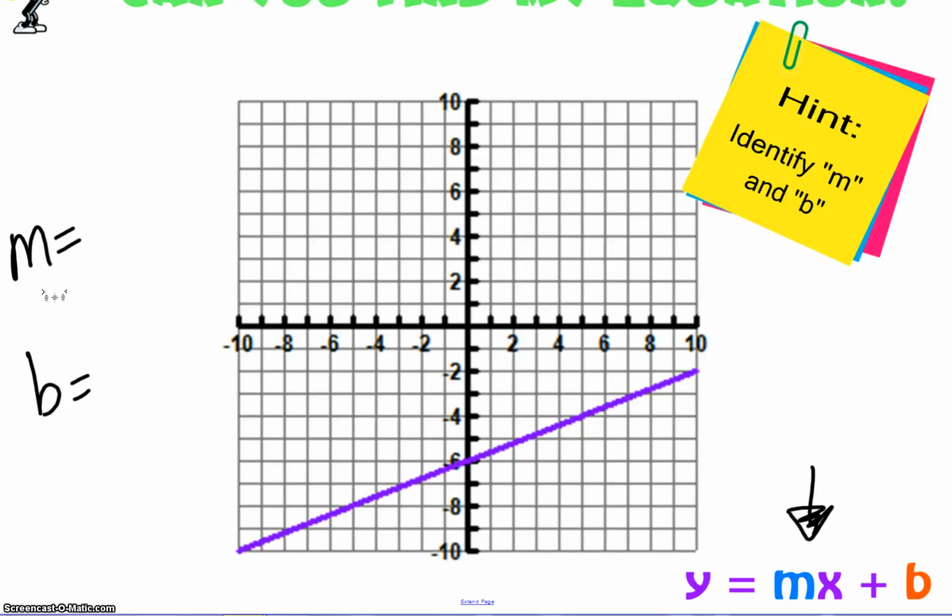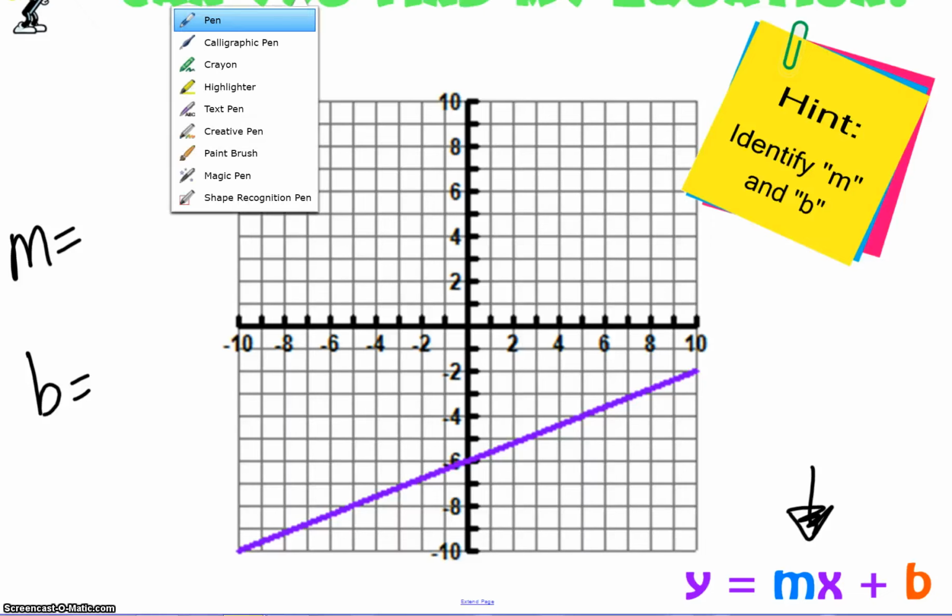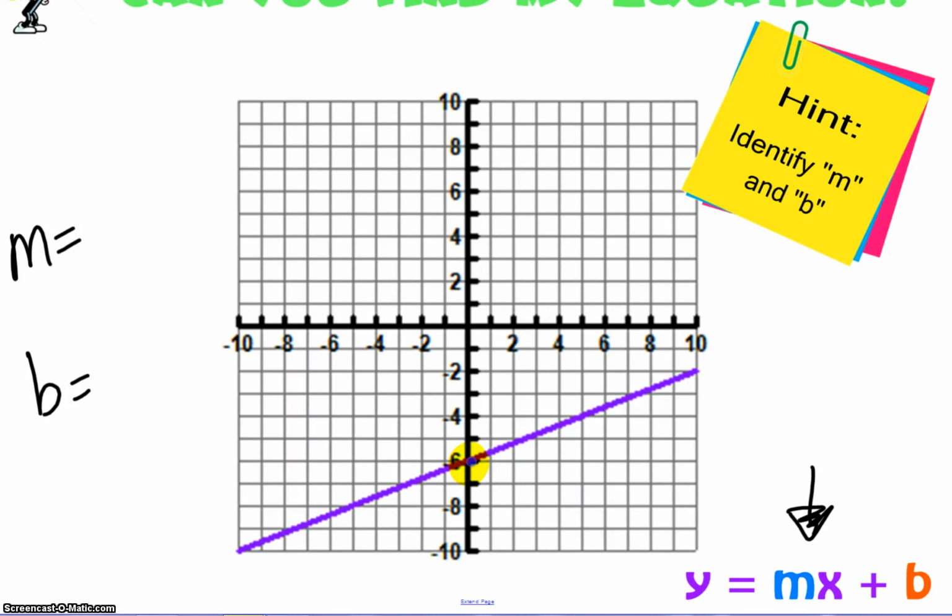The easiest part on a graph is to find the y-axis crossing. Notice right here is where it crosses the y-axis. That automatically becomes your b. So our b is -6. Now, we have to find our slope. And you remember slope is rise over run if you're given a graph.